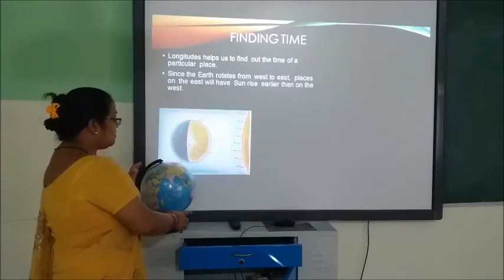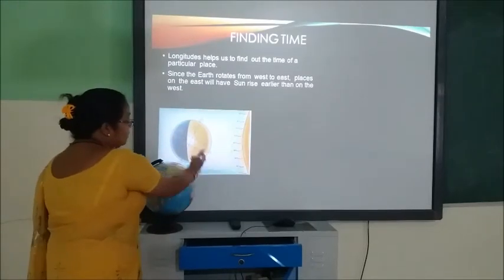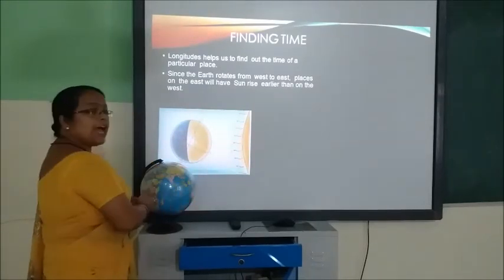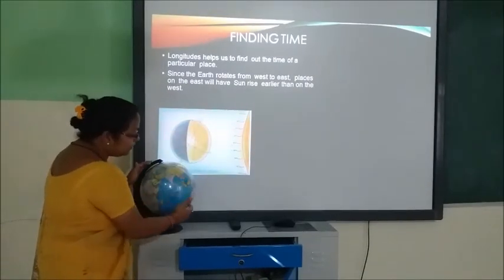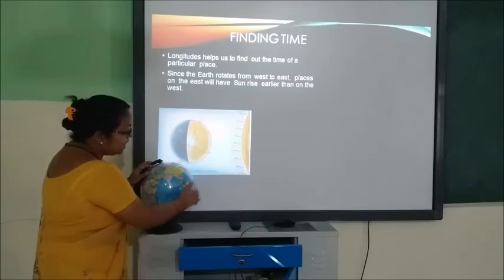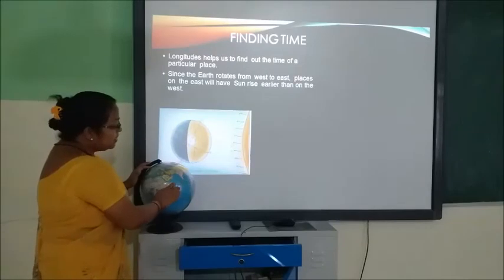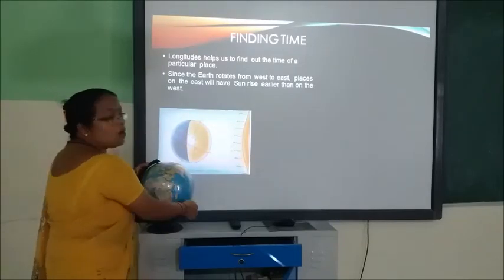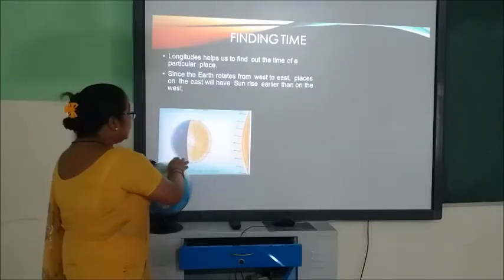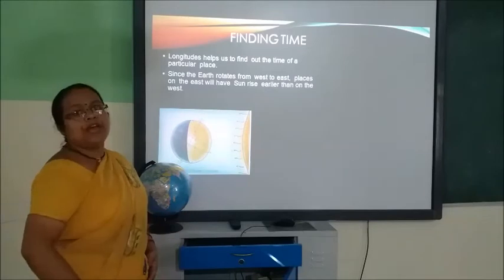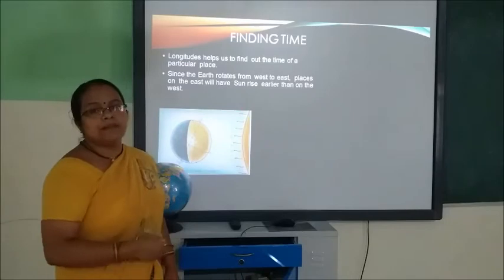So what will happen here? It creates a problem, because suppose if it is 5 o'clock here, then here it is still less, it is still night, and mid between here it may be 5 o'clock, so here it would be 4 o'clock. So the time which a particular longitude shows is the local time of that particular area. So that time is called local time, children.